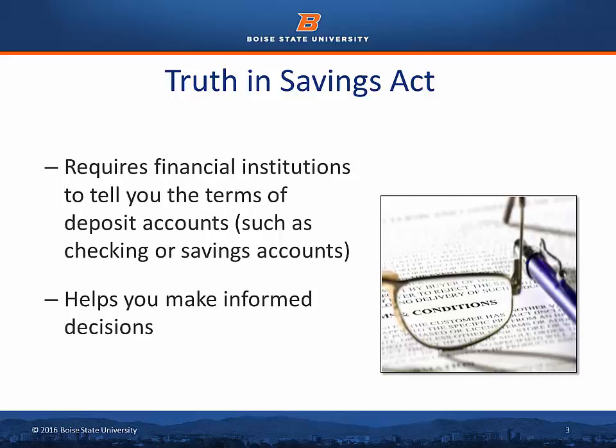The Truth in Savings Act requires financial institutions to disclose the terms and conditions of bank accounts clearly and in writing. Some of the required information that a bank must disclose include interest rate information, balance requirements, and fee information. Because of this law, the bank must send you statements for your accounts periodically and provide account information to you at any time you ask for it. This allows you to shop for the best account and make informed decisions before opening a deposit account.